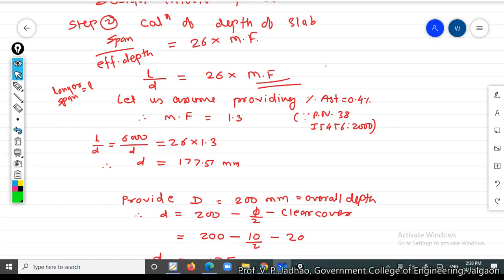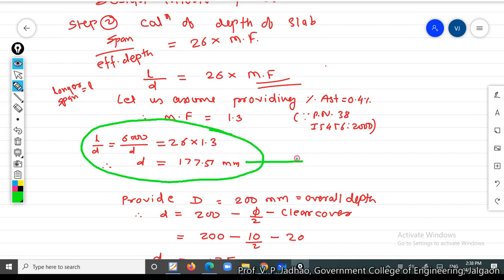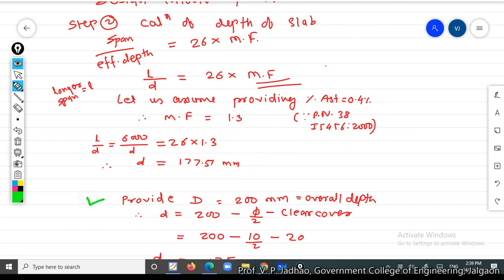From that modification factor and span upon depth ratio, we have calculated the required depth. The required depth was 177.51 mm. We can increase this effective depth, but don't reduce it. Next, we have to calculate the total depth.